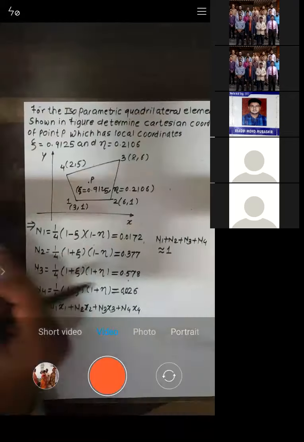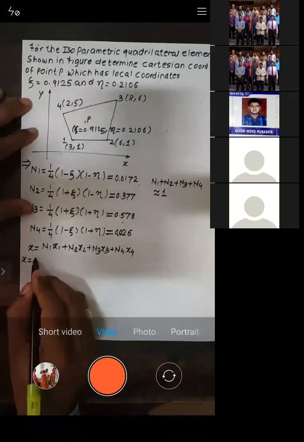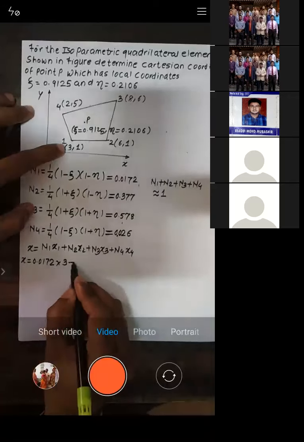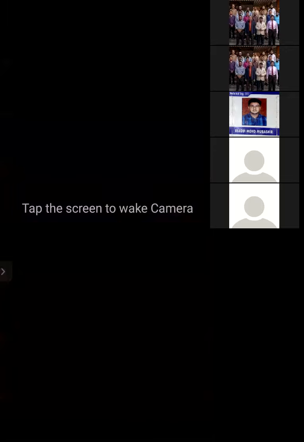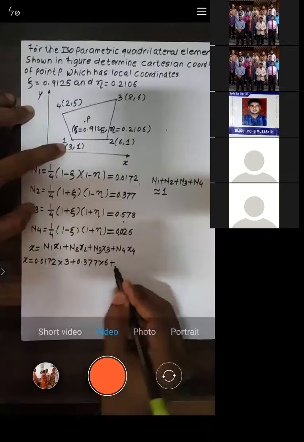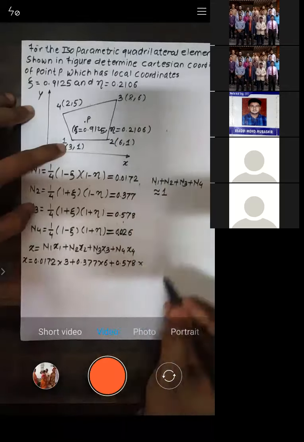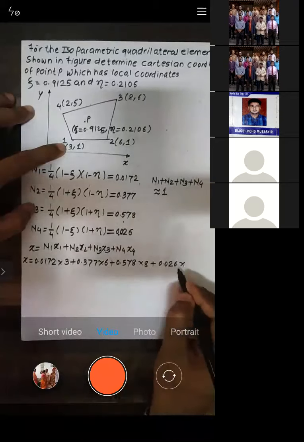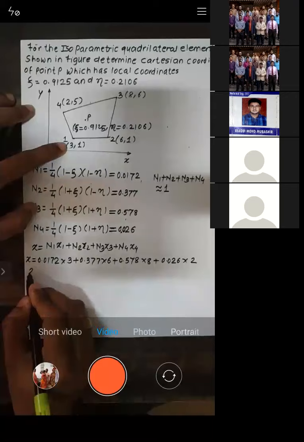So the x that we need to calculate is equal to N1, 0.0172, into x1, which is 3, plus N2, 0.377, into x2, which is 6, plus N3, 0.578, into x3, which is 8, plus N4, 0.026, into x4, which is 2. Tell me the value of x you are getting.